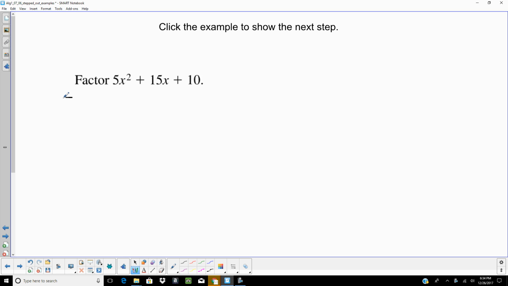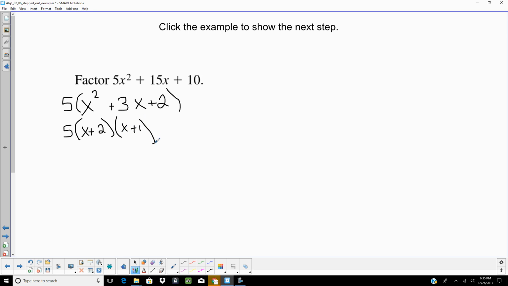First thing you always want to look at is, do you have a GCF? In this case, it's 5. And I'll be left with x squared plus 3x plus 2. A lot of times I'll refer to these as the easy factors because there's no number in front of that x squared. So you look for two numbers that multiply to 2, add to 3. And that would be x plus 2, x plus 1. And that's going to be my final answer.